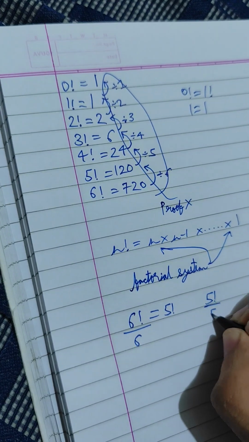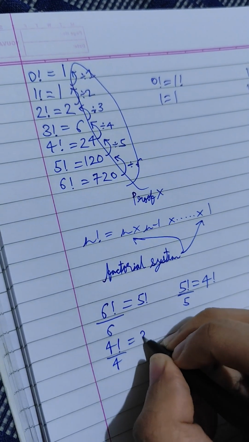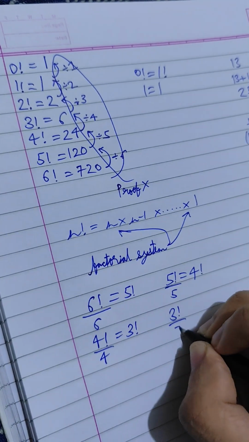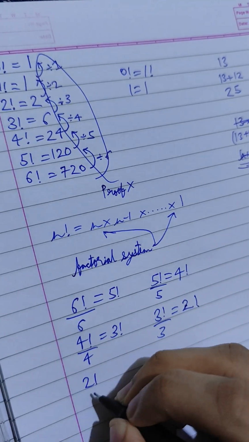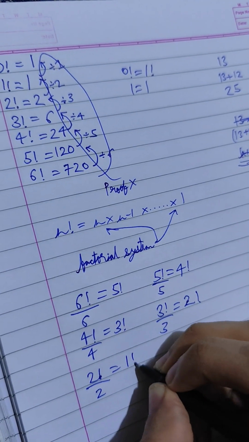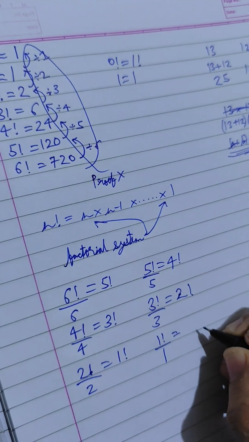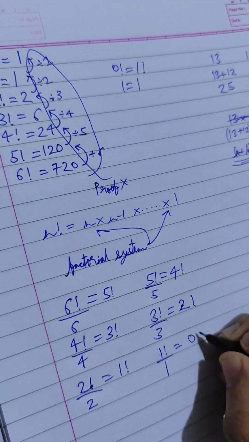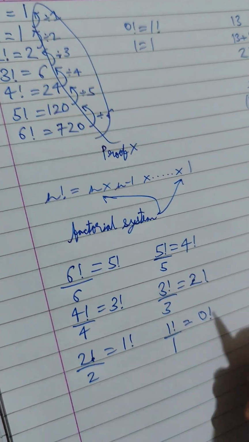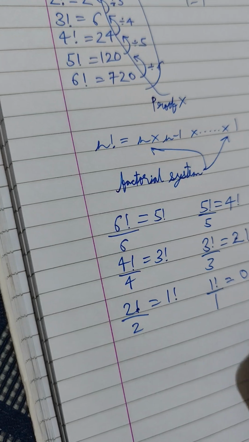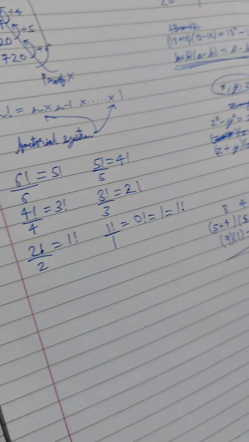5 factorial divided by 5 equal to 4 factorial. 4 factorial divided by 4 equal to 3 factorial. 3 factorial divided by 3 equal to 2 factorial. 2 factorial divided by 2 equal to 1 factorial. Now 1 factorial divided by 1 equal to 0 factorial. Is it the case? Maybe. But what if, which is also equal to 1, right? And it would still be equal to 1 factorial.